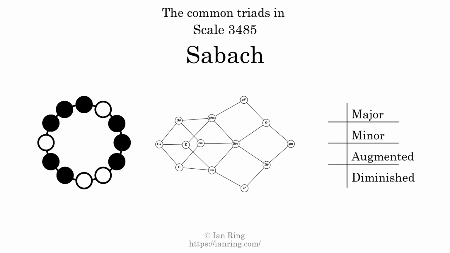11011001101. Here are the common triads present in this scale. The diagram in the center is a graph of parsimonious voice leading between triads. There are 5 major triads. There are 4 minor triads. There are 2 augmented triads. There are 2 diminished triads. Here is a Hamiltonian path of parsimonious voice leading that uses all the triads.